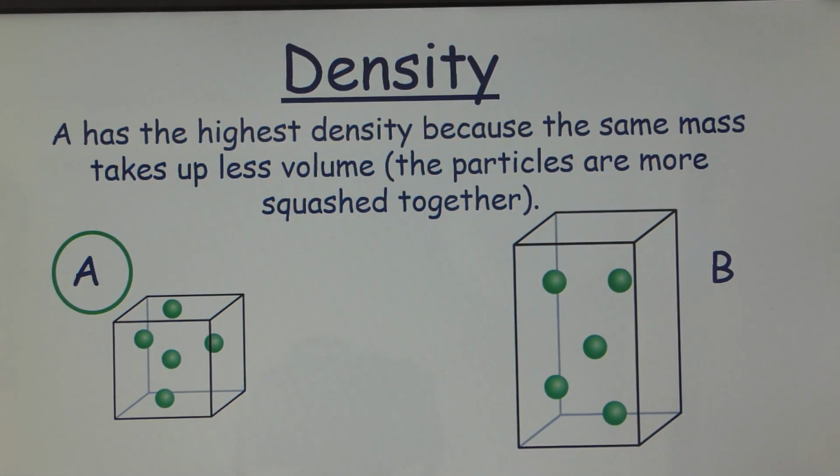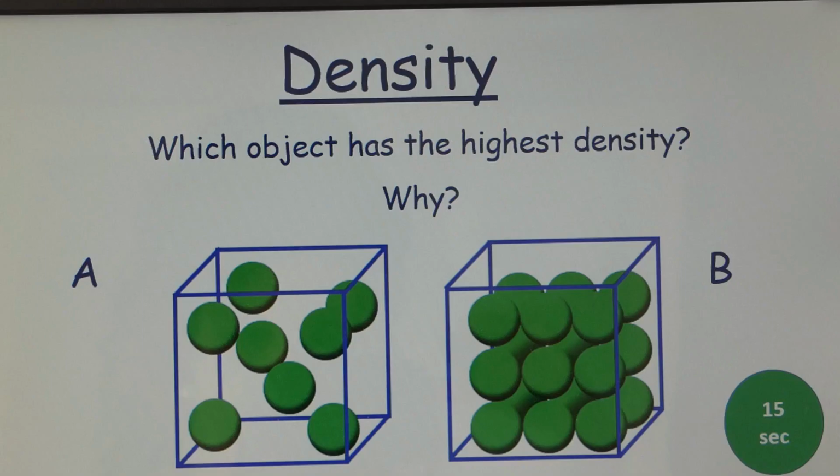Time up. The answer is A has the highest density because the same mass takes up less volume. The particles are therefore more squashed together. You can see the same number of particles in A compared to B, but because there is less volume, the particles are more closely packed together, giving the substance a higher density.